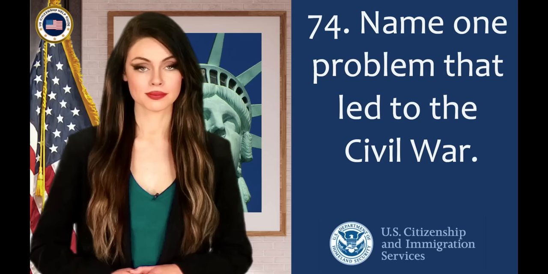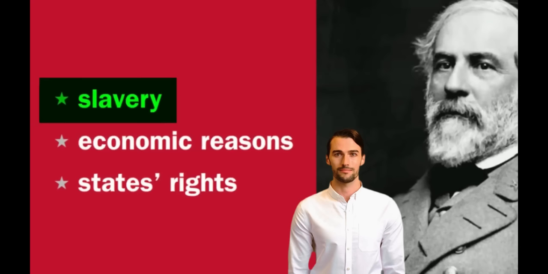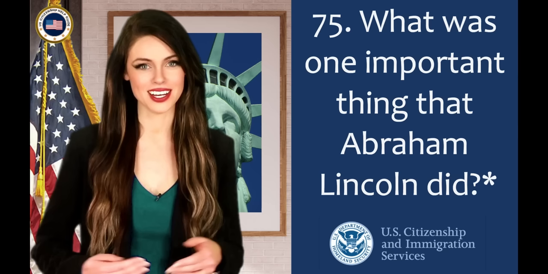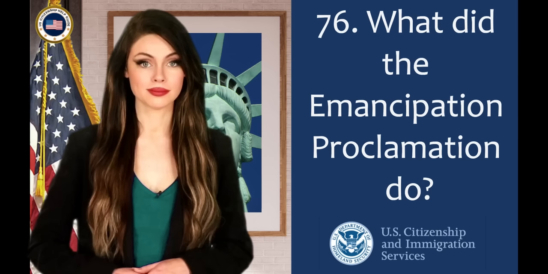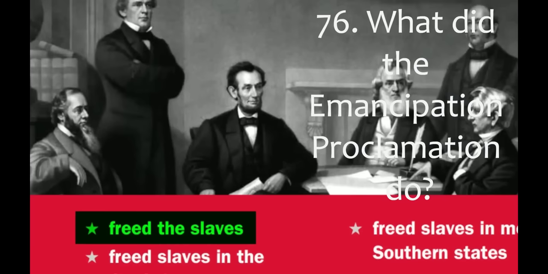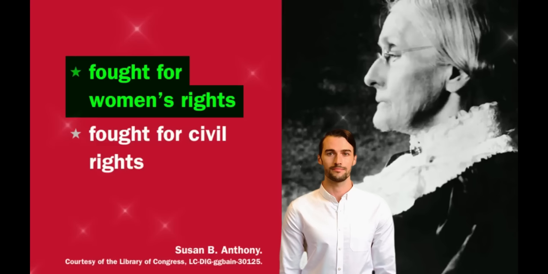Name one problem that led to the Civil War. Slavery. What was one important thing that Abraham Lincoln did? Freed the Slaves, Emancipation Proclamation. What did the Emancipation Proclamation do? Freed the slaves. What did Susan B. Anthony do? Fought for women's rights.